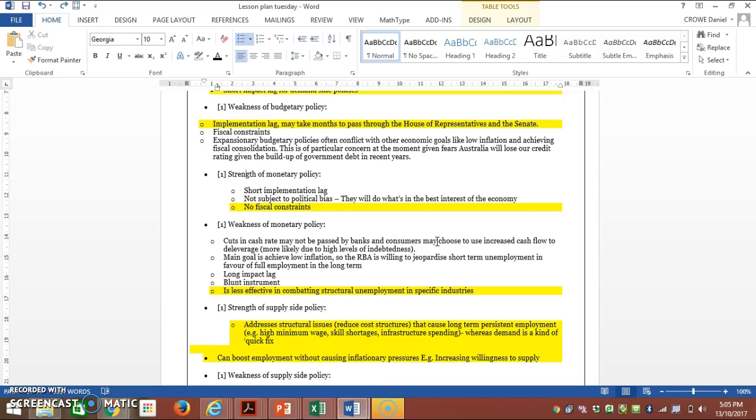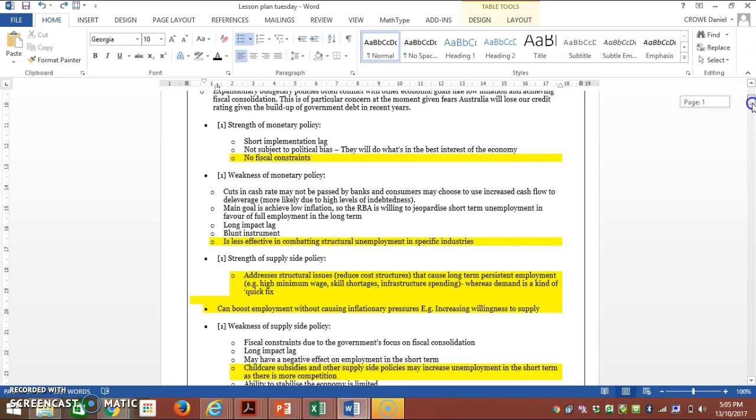Supply side policies, again, to round out your answer, you need to be really specific with your choice of supply side policies. The good thing is that they can target employment without hurting the other goals. So a lot of policies can reduce cost push inflationary pressures and create jobs through making us more productive and more competitive, which is really good because it boosts growth and employment without hurting the other economic goals like inflation.